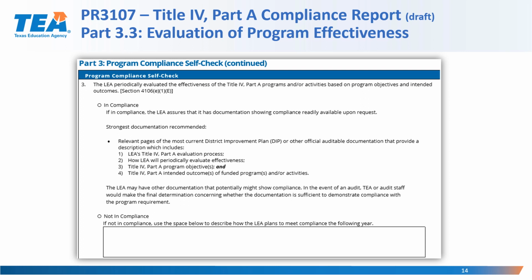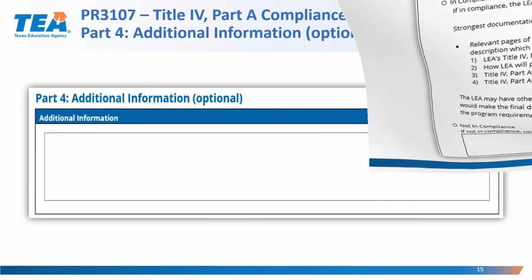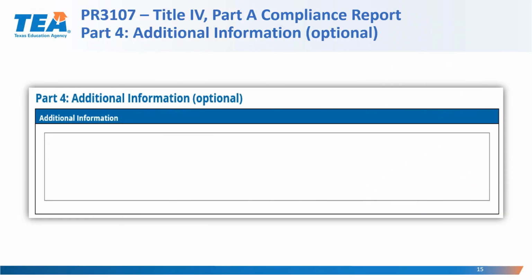Click Not in Compliance and use the space below if documentation is not readily available and indicate how the LEA plans to meet compliance of the requirement the following year. For Part 4, LEAs may type any additional information that is applicable to the POR 3107 compliance report in the comment box below, if desired.